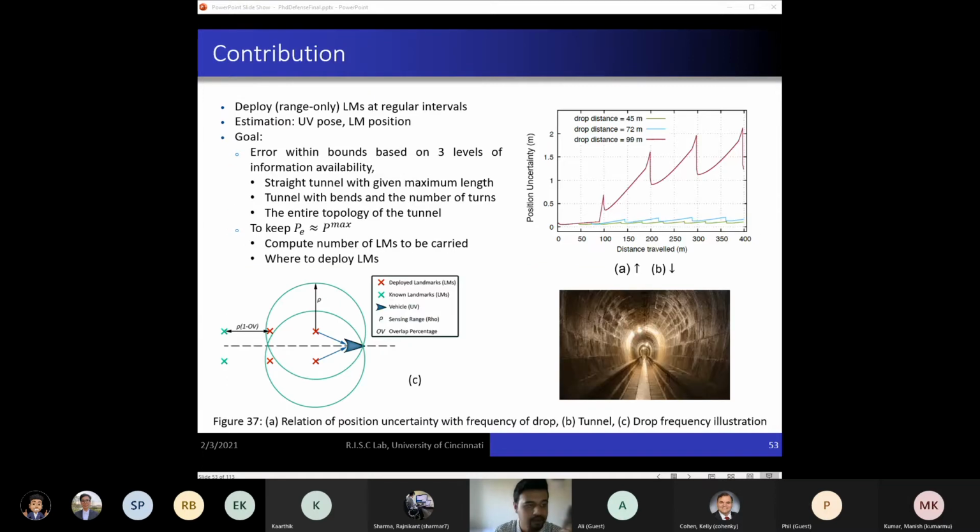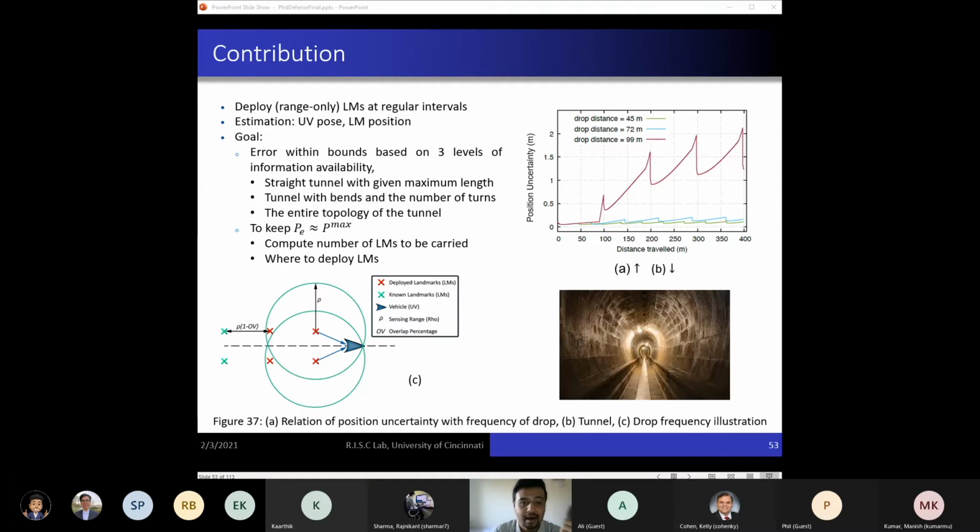The primary purpose of our work is to build a map on the go by injecting meaningful features in an otherwise feature deficient environment that will also facilitate future missions. It will enable UVs to accurately localize themselves using these deployed features. So we observe that even though the position uncertainty increases with time, the rate at which it increases can be controlled by the frequency with which the landmarks are deployed. We consider range beacons as landmarks for our problem.